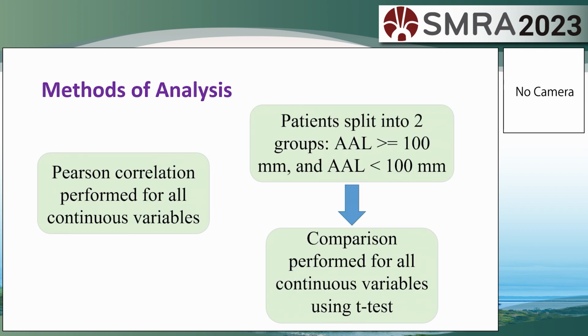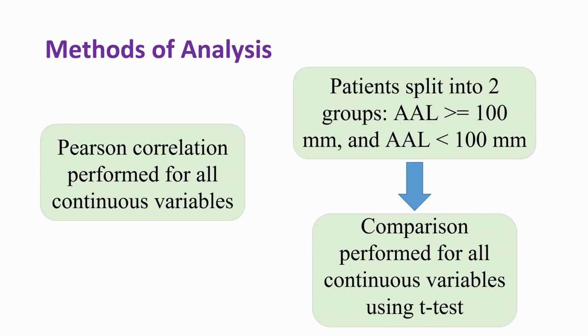So Pearson correlation was performed between the ascending aortic length and the hemodynamic variables that were previously mentioned. And in addition, the patients were split into 2 groups. One group had ascending aortic length greater than or equal to 100 millimeters, and the other group had ascending aortic length less than 100 millimeters. And a t-test was performed between these 2 groups in order to compare the hemodynamic variables.